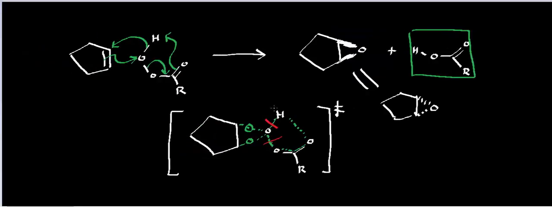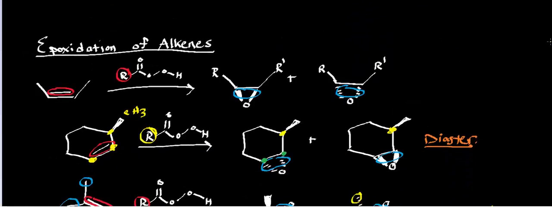And that's basically going to conclude this video. Hopefully you understand how to predict the products of these epoxidation reactions. In the next video, we're going to complete this part and show you how anti-dihydroxylation works.